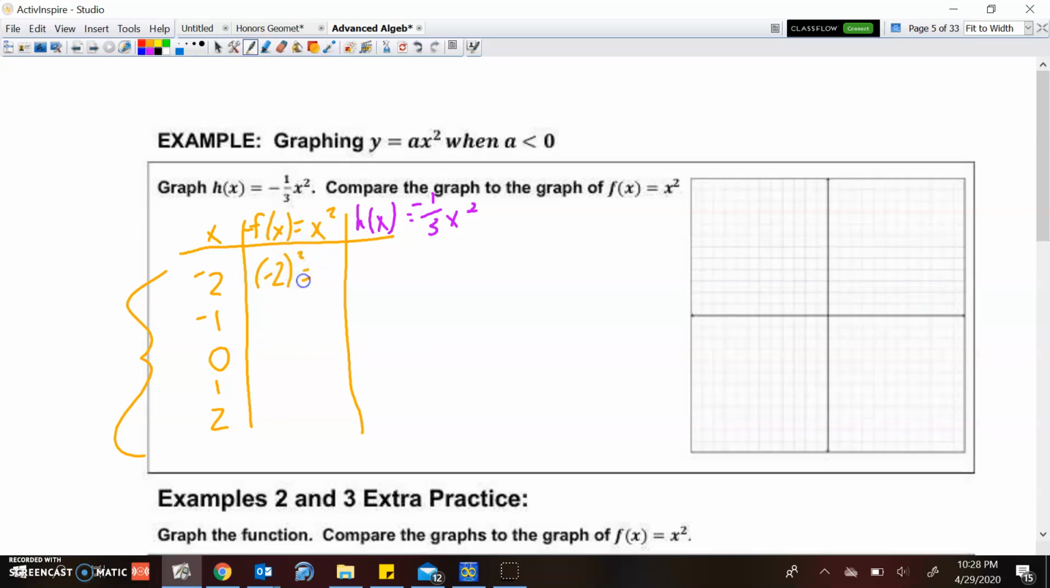-2 squared is -2 times -2, positive 4. -1 squared is -1 times -1, positive 1. 0 squared is 0. 1 squared is 1. And 2 squared is 4. Okay, that's more like it. -2, 4. And then we have -1, 1. Then we have 0, 0, 1, 1, and 2, 4.